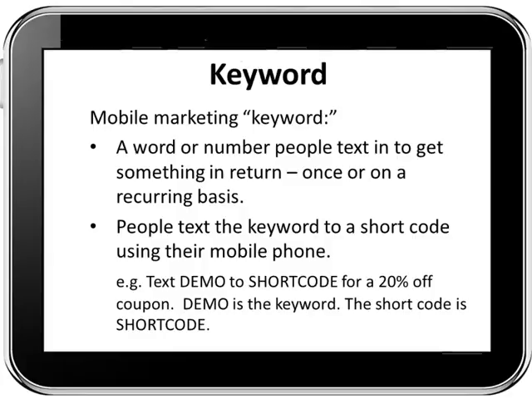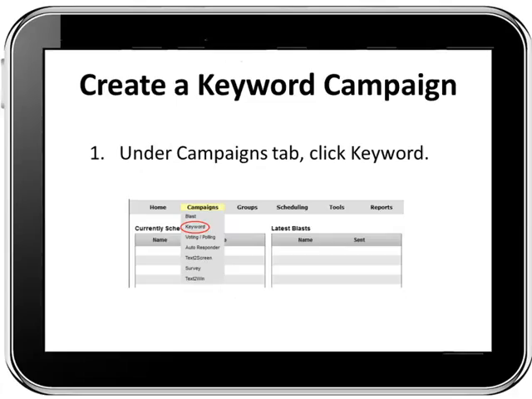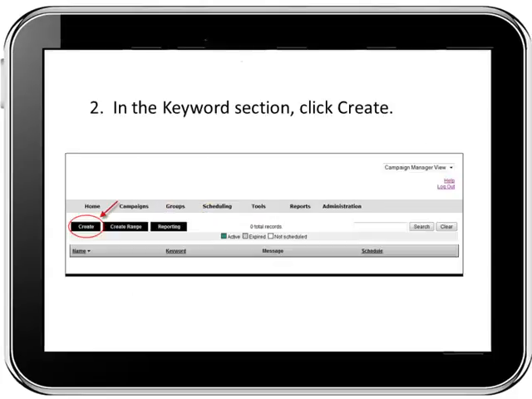Demo is the keyword, and the short code would be a 5 or 6 digit number, similar to a phone number. To do this, we go under the Campaigns tab in our Client Marketing Center and we click Keyword. While we're in the Keyword section, we then click Create.